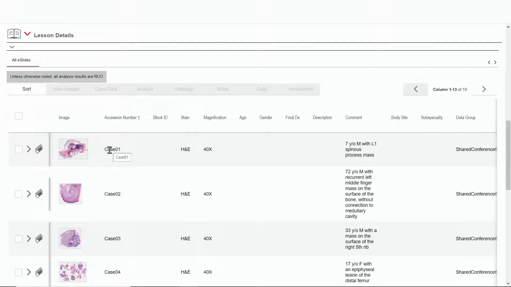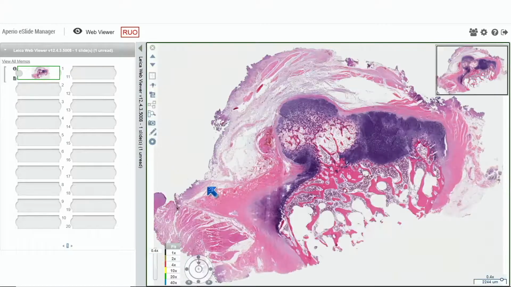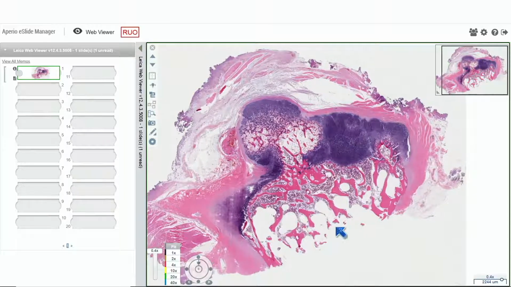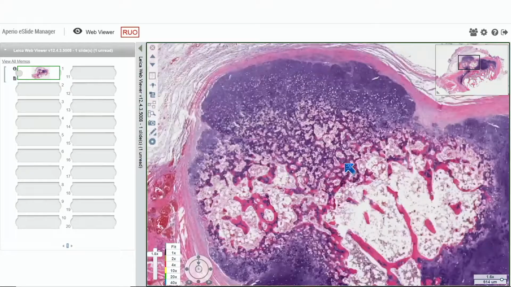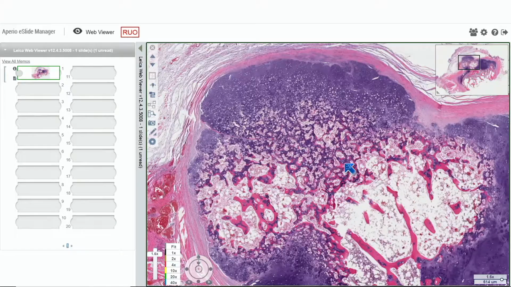So the first case is that of a 7-year-old male with an L1 spinous process mass. And I'll just bring it up here. At low power, we can see that there's some fibrous tissue, connective tissue around the outside. And then we have a layer that's quite blue and another layer that's really pink. And while we don't have a whole lot of additional tissue in the deep aspect, what I can tell from the low power is that this looks like it's transitioning to a mature and normal area of bone, whereas the lesional tissue looks to be in the center. Does anyone have any comments on the type of tissue that really comprises the bulk of this lesion?